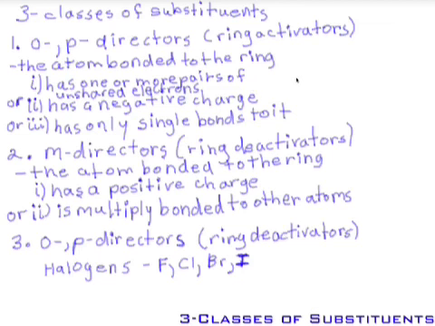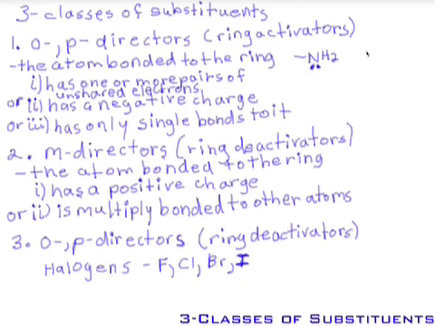There's one more pair of unshared electrons. For example, if we had an NH2 group off the ring and made aniline, aniline has a lone pair. Because it has a lone pair, it's a ring activator.